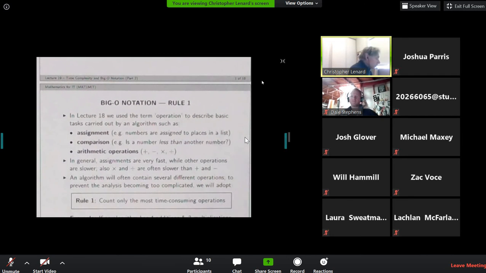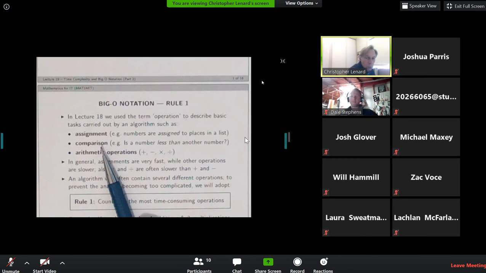The thing that I did gloss over with the sorting is that, yes, we are comparing one entry with another entry, but there's also a cost involved in moving stuff around. So I was quite blithe in this.